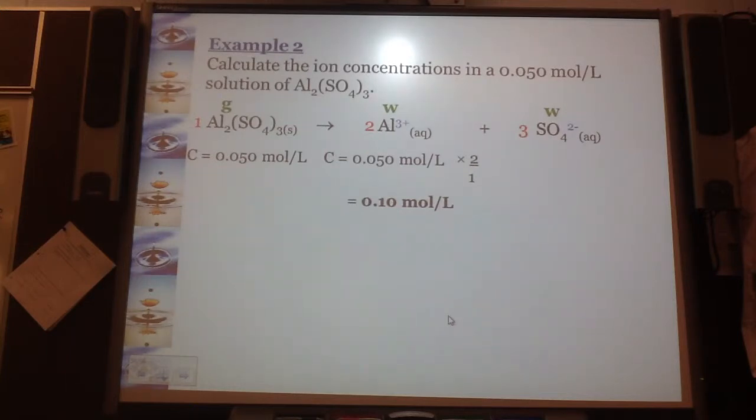Then my sulfate, again, you take your given concentration, multiply it by wanted over given. And your concentration is 0.15 moles per liter.